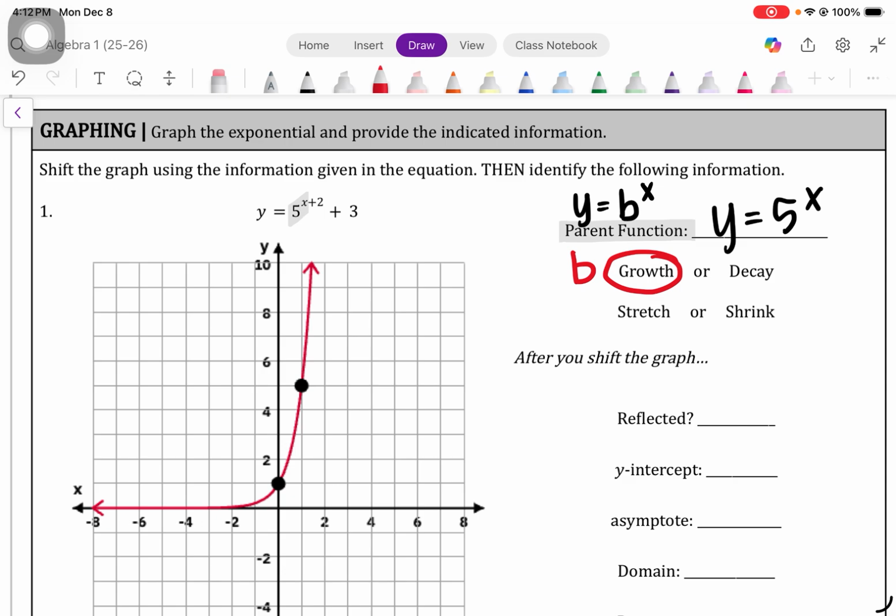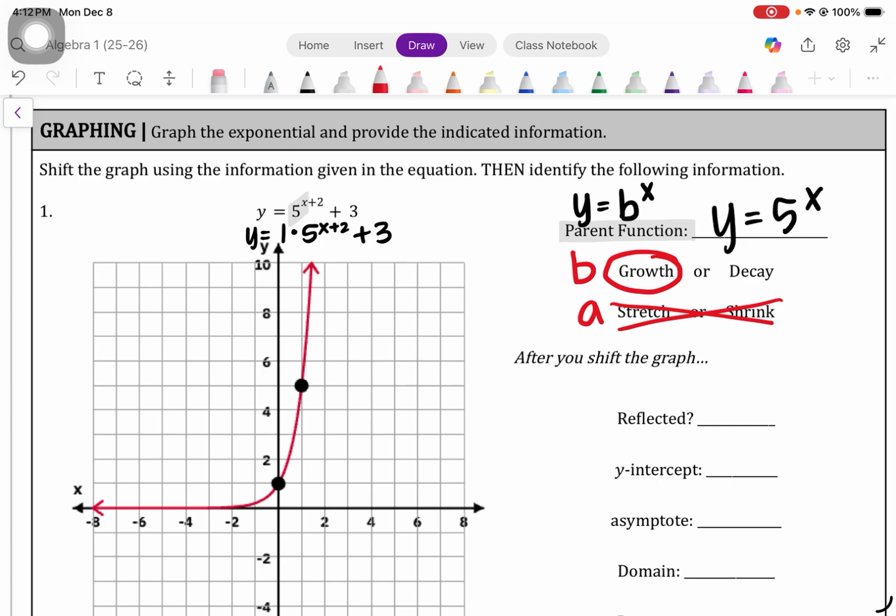If I'm looking for my stretch or my shrink, I'm looking for the letter A. So when we expand this out, what this really looks like is y equals 1 times 5 to the x plus 2 plus 3. And because my stretch, my A is 1, 1 doesn't do anything to your numbers. So we don't actually have a stretch or a shrink because 1 times anything is just itself.